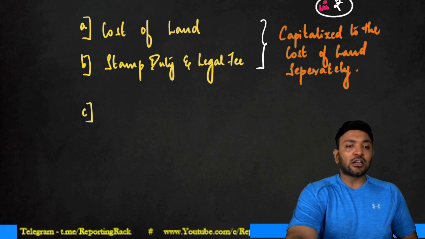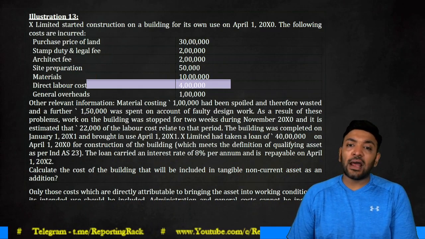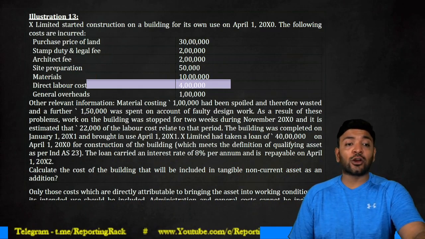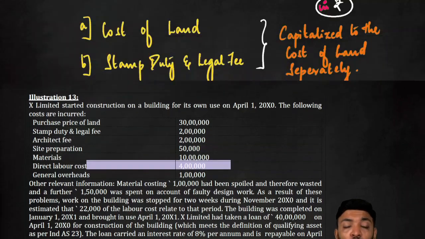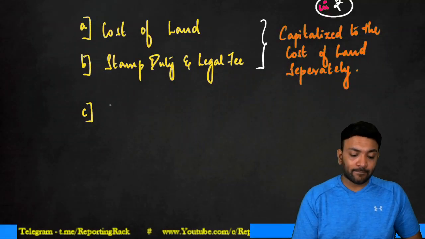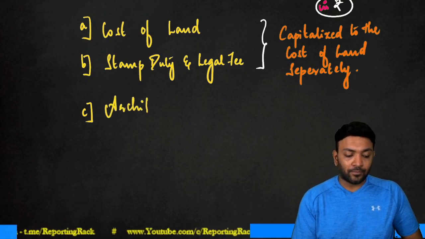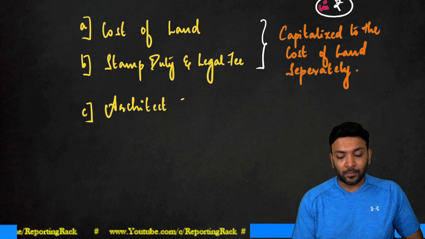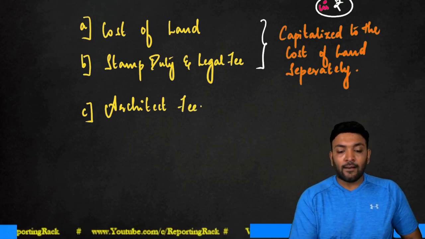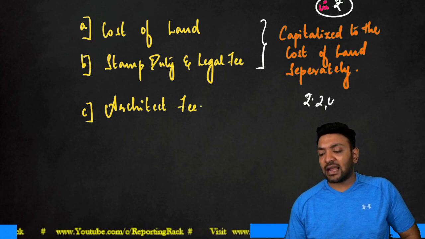Let's look at what are the costs there, guys. First one, architect fee of 2 lakhs. Yes, eligible to be included into the cost of the asset. No doubt about it. Architect fee to be included into the cost of the building is 2 lakhs.